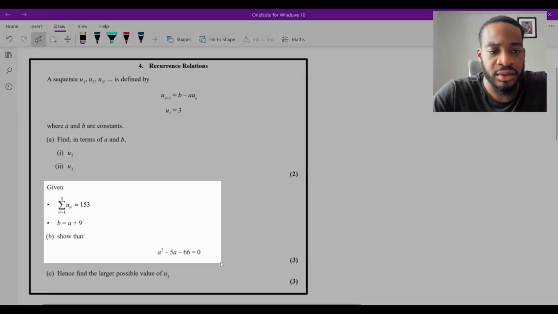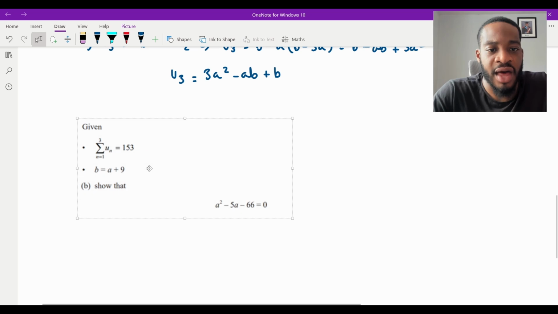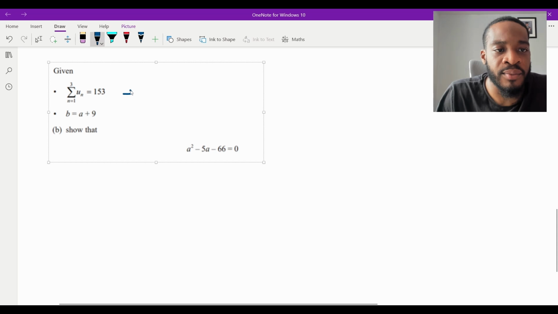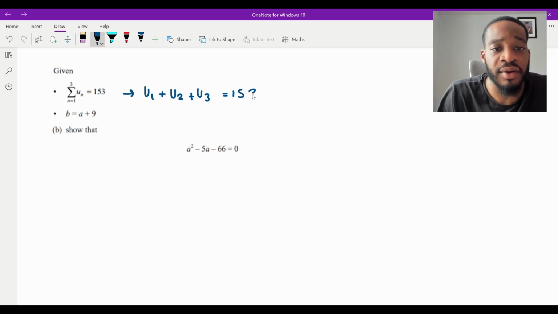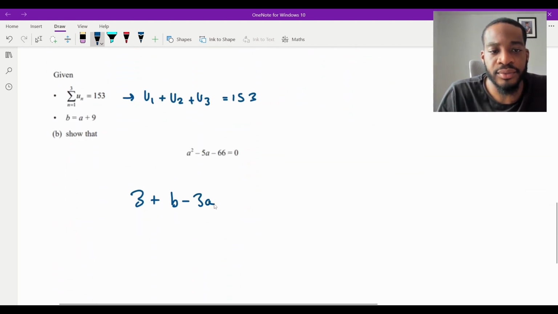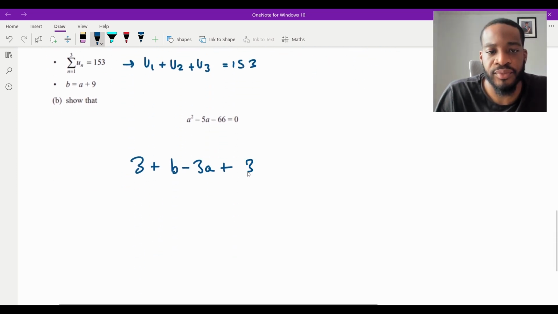So let me just grab this and then put this underneath. Okay, so that bullet point there, with the sigma notation, that is just saying that you're just doing the first three terms. So u1 plus u2 plus u3, this is going to equal 153. Yeah. So what is u1, u2, u3? We've got that. So u1, I remember anyway, was 3. u2 was b minus 3a, wasn't it? Yes, it was. b minus 3a plus u3, which was 3a squared minus ab plus b.